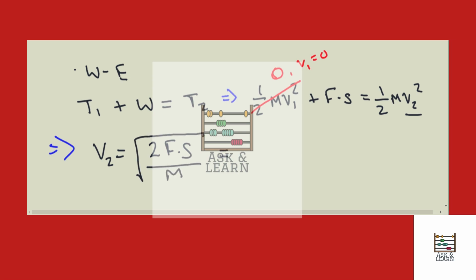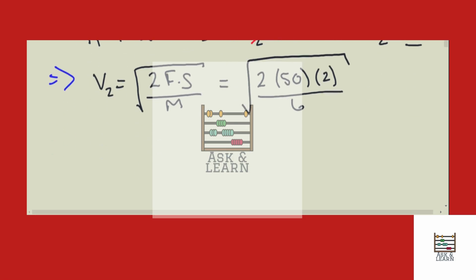Now we can just plug in our numbers. So 2 times F, which is given as 50 newtons, times the distance s, which is 2 meters, divided by the mass, which is given as 6, then take the square root. So the final answer is v2 is equal to 5.7 meters per second.